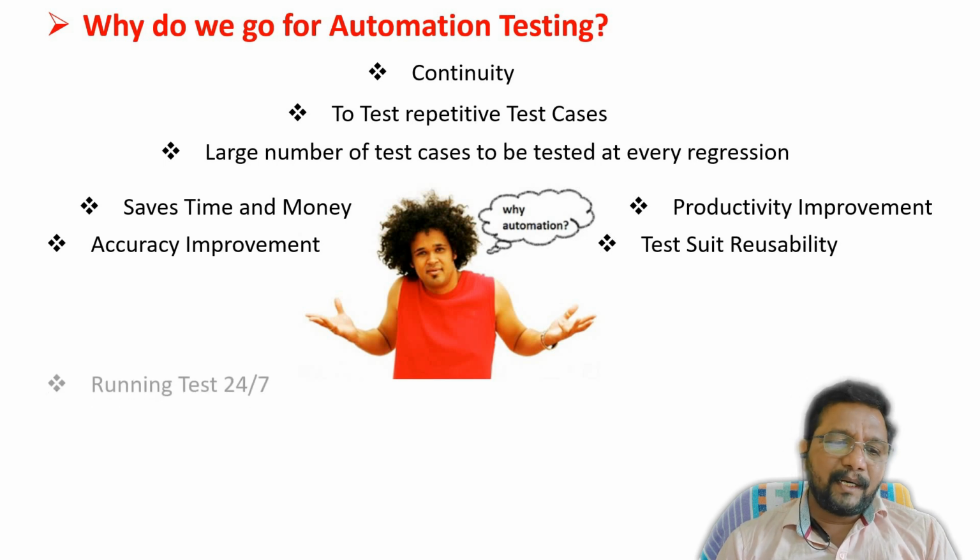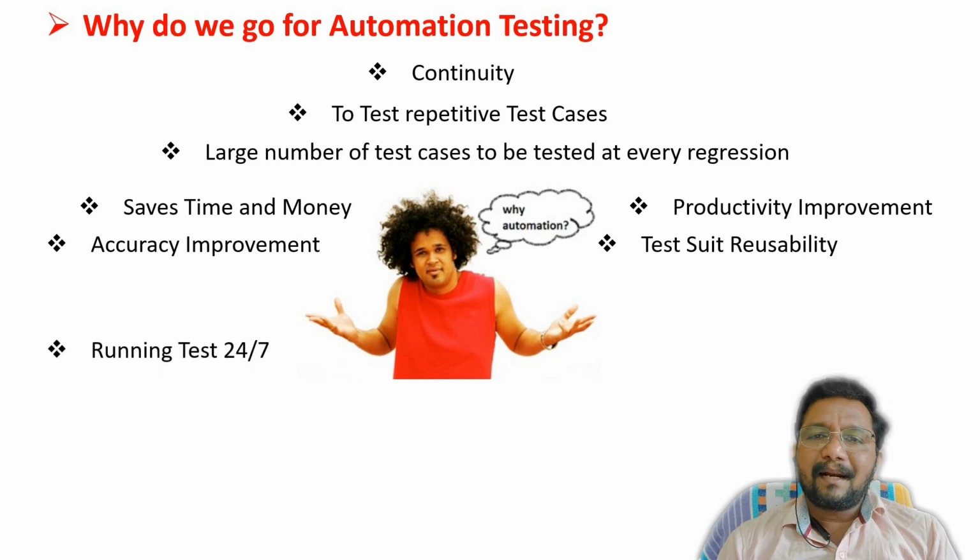The next important thing is running tests 24/7, at any time, from anywhere. We can run the test suite and get the results. You can just press the run button, complete your other work, and come back within a couple of minutes. We will get the test suite results, whether the test cases are passing or failing. That's it. That's why we go for automation testing.